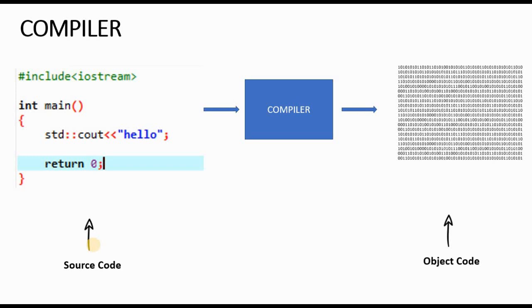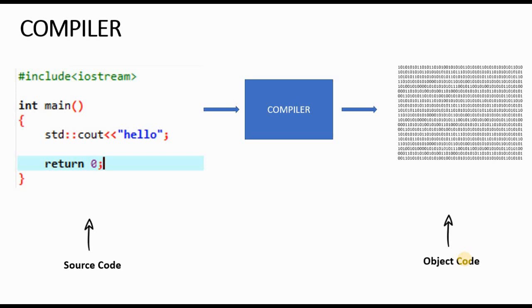And the name of the source code can be anything you want, but the extension must be CPP. On the right side, we have an object code. And what is object code? It's basically a product of the compiler, and it contains the code that the computer understands.